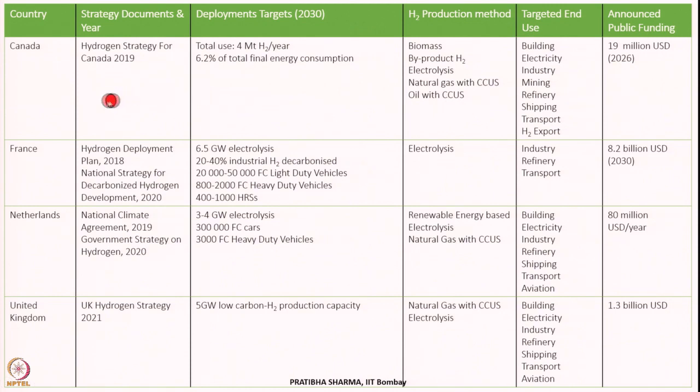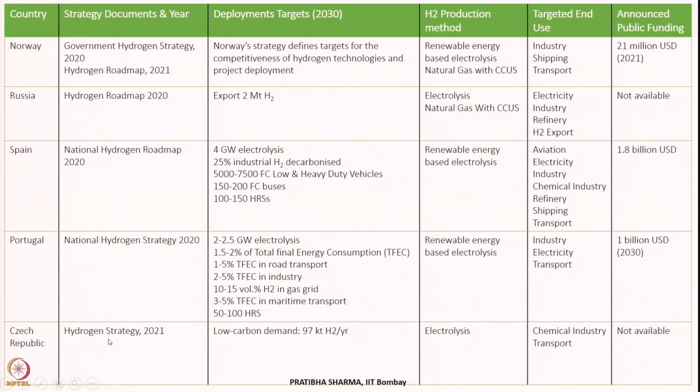Canada has a hydrogen strategy, which was a document released in 2019, targeting 4 million tons of hydrogen usage per year and a funding of $19 million. Similarly, France, Netherlands, United Kingdom, Norway, Russia, Spain, Portugal and Czech Republic have come up with their hydrogen strategies.